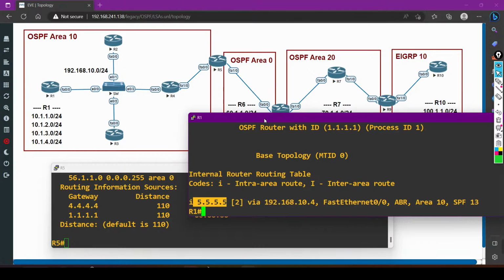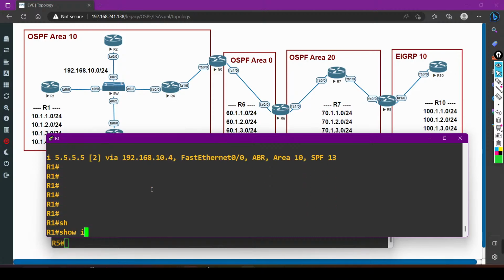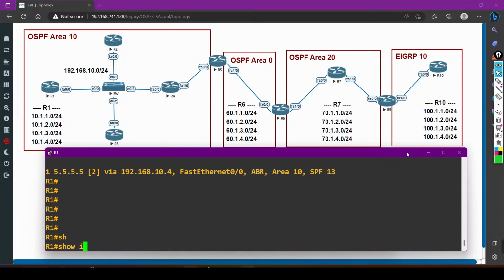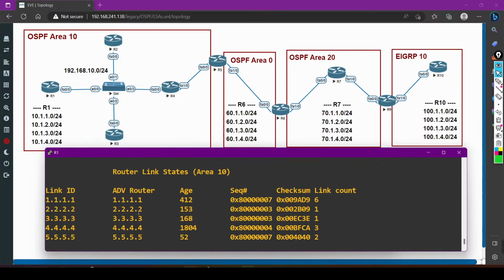Because this router also receives LSA 1 of router 5 with the E bit on. Yes or no? And now if yes, we will check the database of router number 1. Clear? So, IP OSPF database. Inside the database, how many LSAs are there?